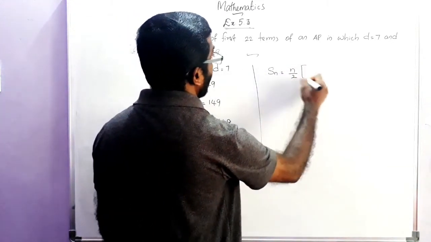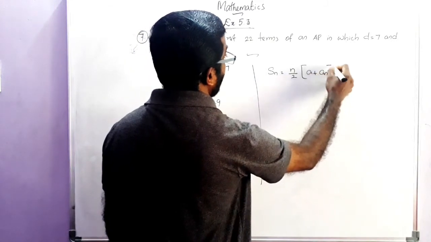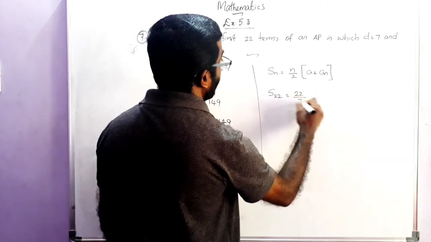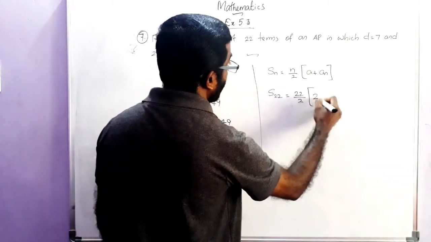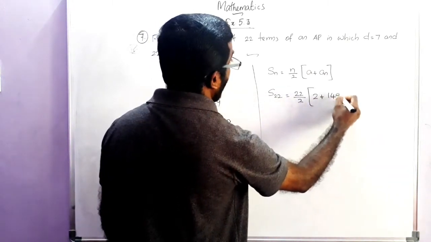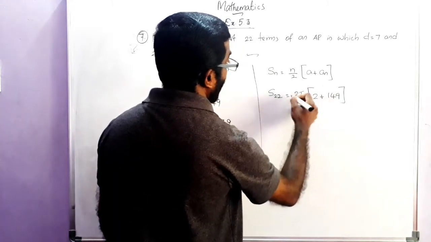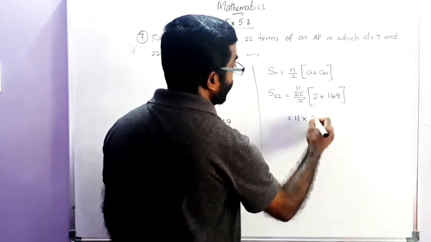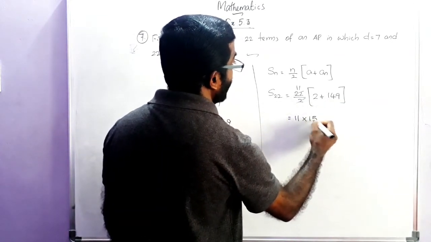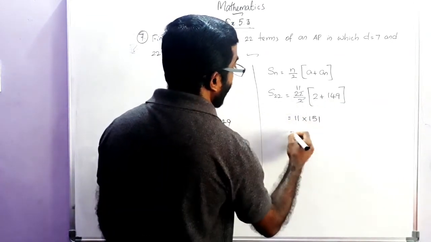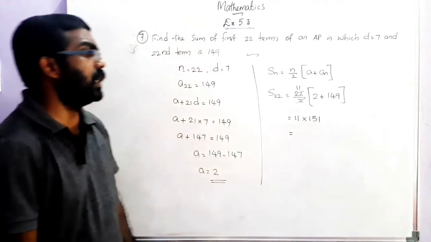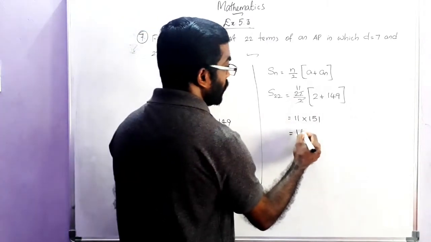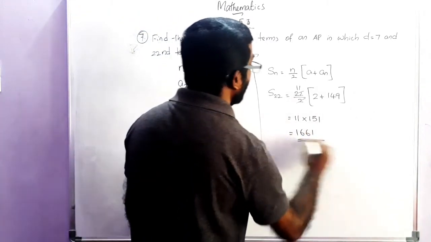n by 2 into a plus an. So here S22 is equal to 22 by 2 into a, which is 2, plus an, which is 149. This 22 by 2 can be cancelled to 11. So 11 into 149 plus 2, it is 151. Now 151 into 11 is 1661. Clear?